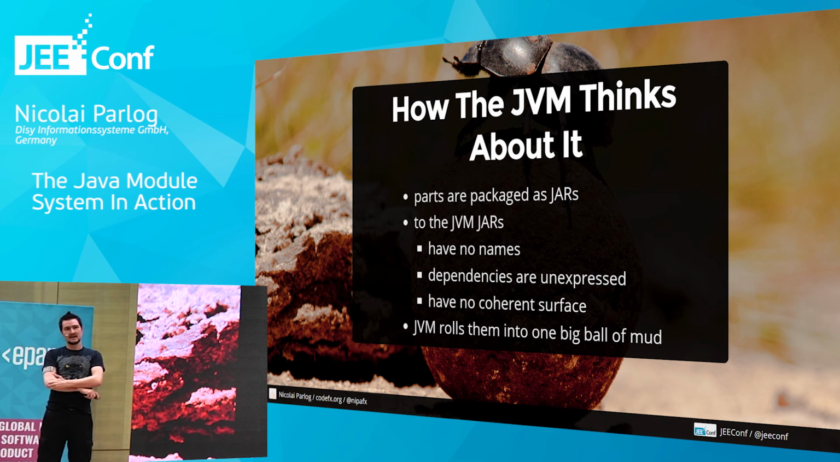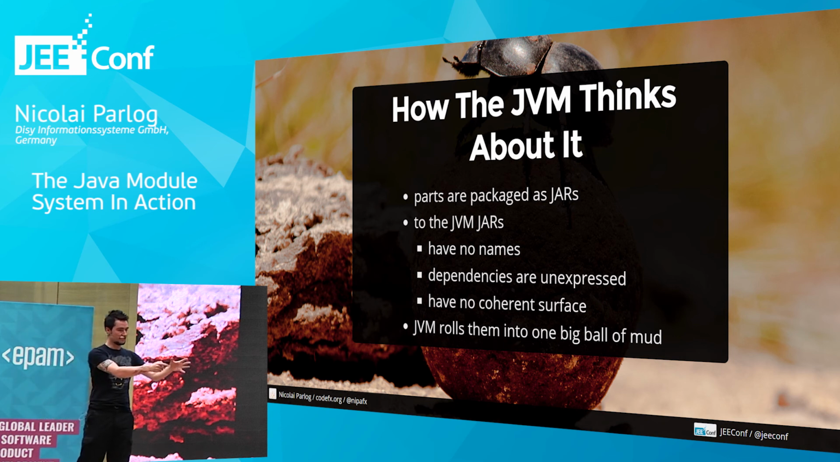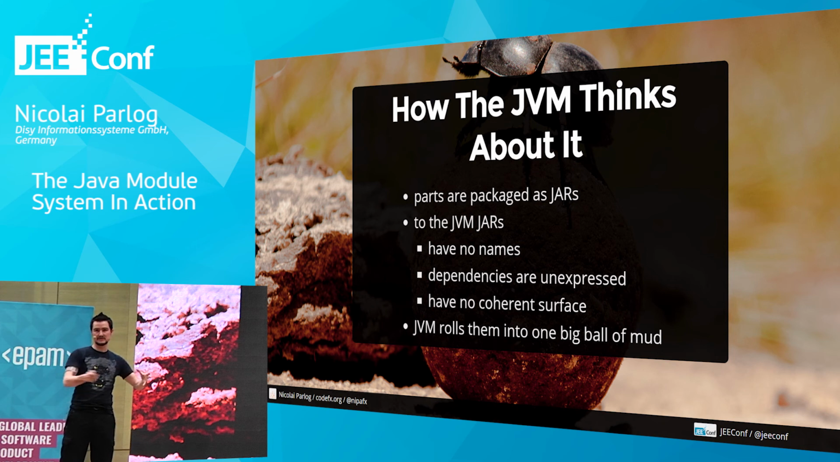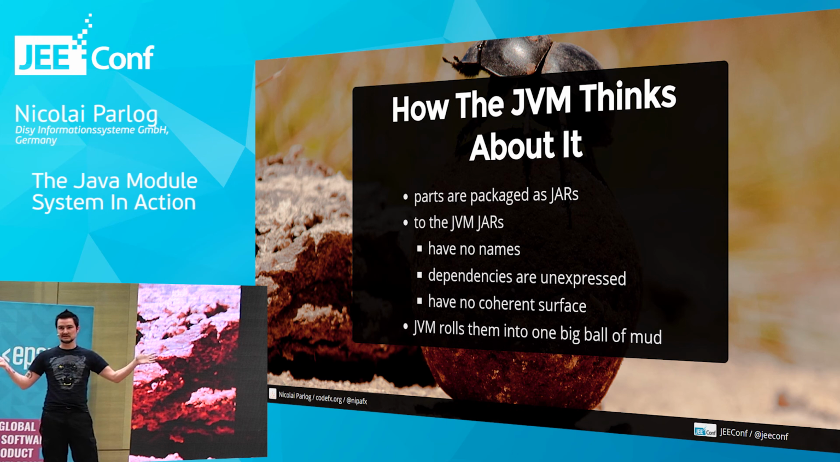And a jar doesn't have a coherent surface. What I mean by that is that you can decide when you write your code whether something is public or package private, but if it's public, it's public for everyone running in the same JVM. You cannot say, this is public for everyone, and this is just public in my jar. This concept doesn't exist. And the reason for that is that the JVM takes every code that is in the jars, rips it out, puts it into one big ball of mud, and that's it. So the whole jars disappear. On the file system, they are there. At runtime, they're just not there.